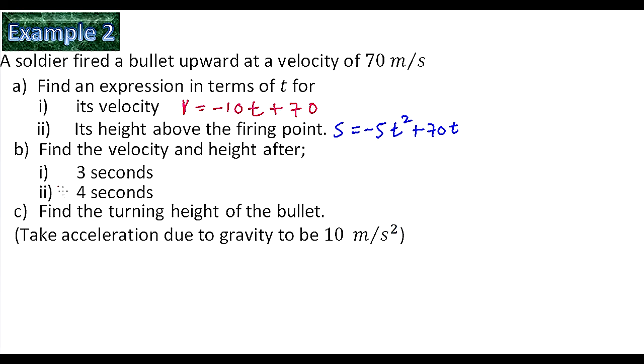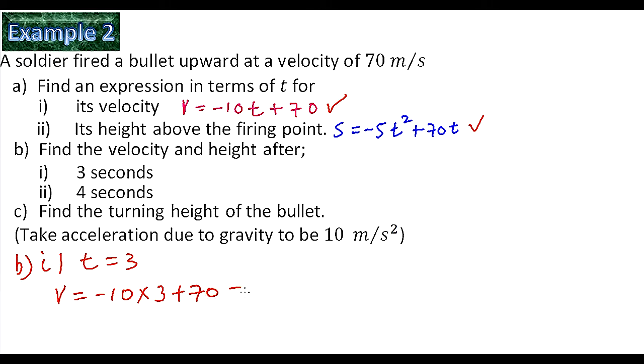So part B, find the velocity and height after 3 seconds. So we already got the expression for velocity and the height or the displacement. So we can start. Part B, Roman number 1, t is equals to 3. So we just substitute in for velocity, v is equals to minus 10 multiplied by t, which is 3, plus 70. So this will give you minus 30 plus 70, and therefore velocity after 3 seconds is 40 meters per second.